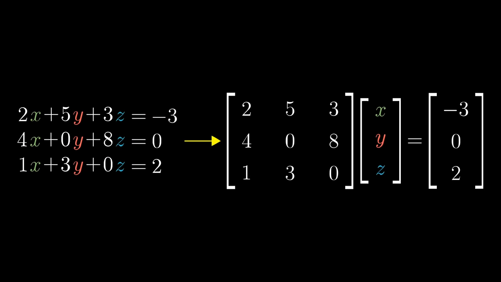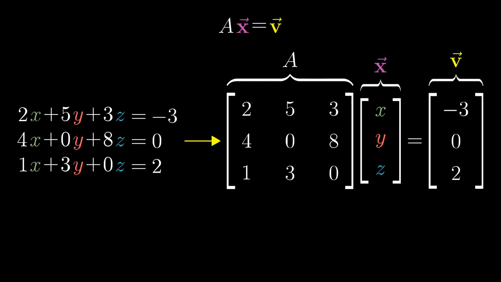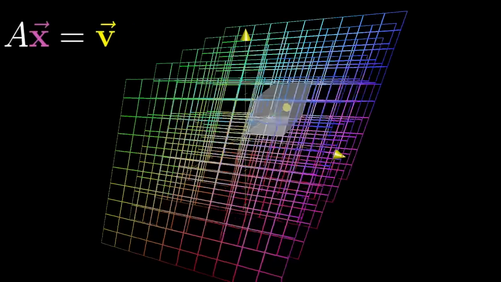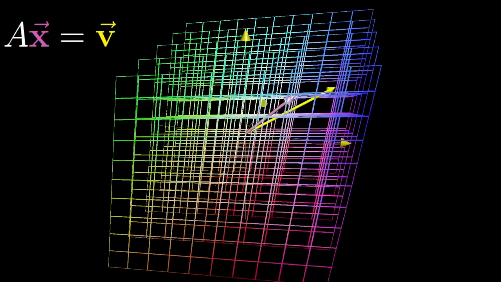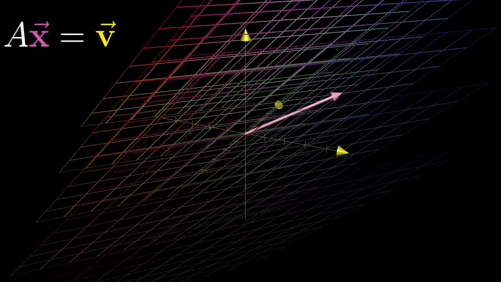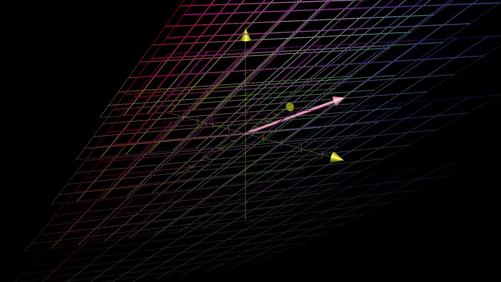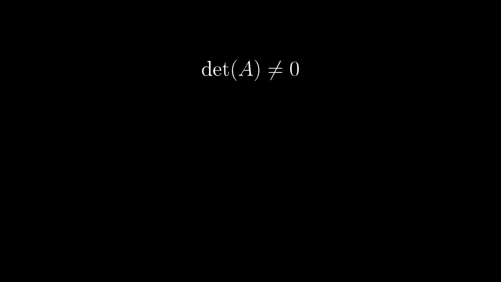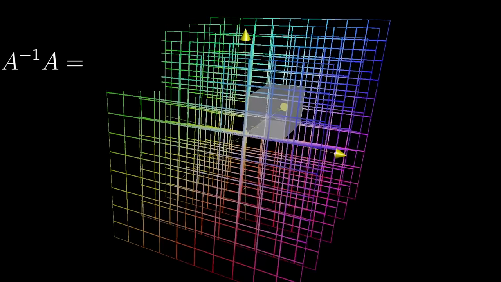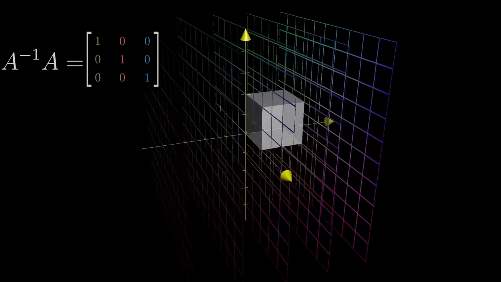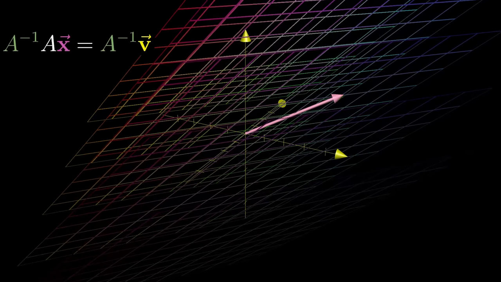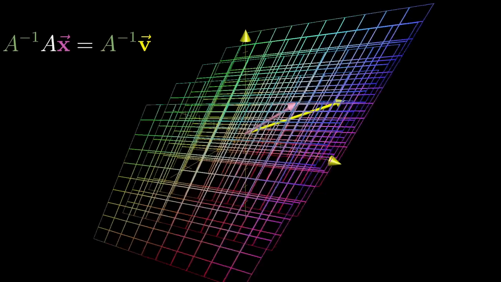Again, the system of equations can be translated to the geometric interpretation where you have some transformation A and some vector V, and you're looking for the vector x that lands on V. As long as the transformation A doesn't squish all of space into a lower dimension, meaning its determinant is non-zero, there will be an inverse transformation, A inverse, with the property that if you first do A, then you do A inverse, it's the same as doing nothing. And to solve your equation, you just have to multiply that reverse transformation matrix by the vector V.